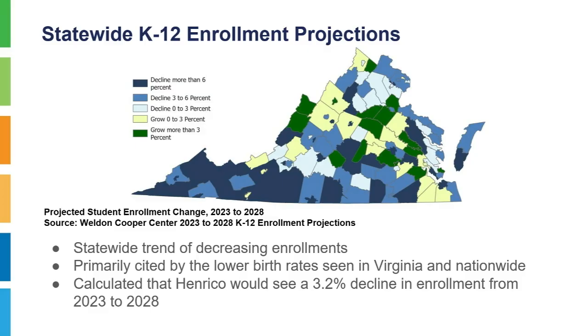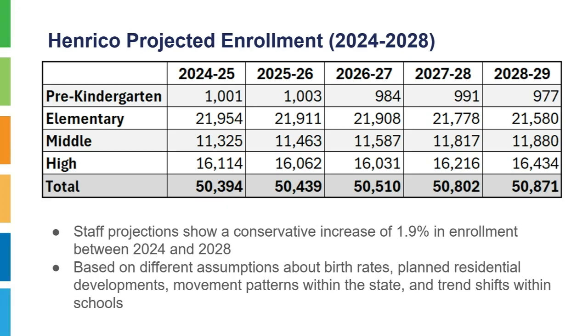You'll see they predict declining enrollment in many Virginia districts, which aligns to national projections largely based on declining birth rates. They project HCPS will see a decline in enrollment of approximately 3.2% by 2028. This decline is due to the lower birth rates seen in Virginia and throughout the nation.